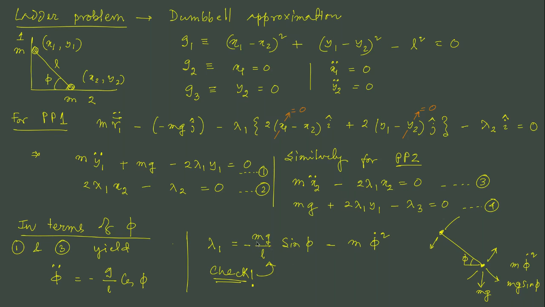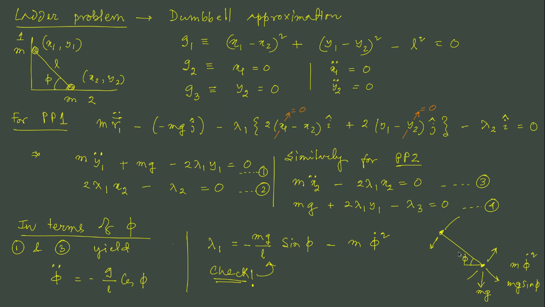So, what you have as lambda is mg by L sin phi minus m phi dot square. So, obviously the constraint force lambda 1, that undetermined multiplier, tells you a little bit about constraint along the ladder, along the dumbbell. So, one part is obviously the component of the gravity. We can see that. The other part is the centrifugal force.